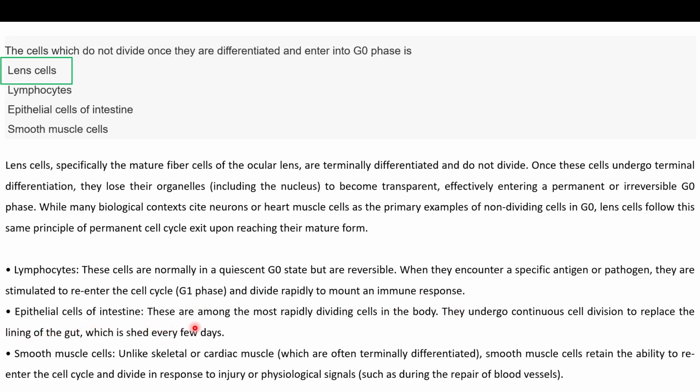Then there are epithelial cells of the intestine. These are among the most rapidly dividing cells in the body. They undergo continuous cell division to replace the lining of the gut, which is shed every few days. Then there are smooth muscle cells. Skeletal muscle as well as cardiac muscle cells are often terminally differentiated. But when we talk about smooth muscle cells, these retain the ability to re-enter the cell cycle and divide in response to injury or physiological signals, like repair of blood vessels.